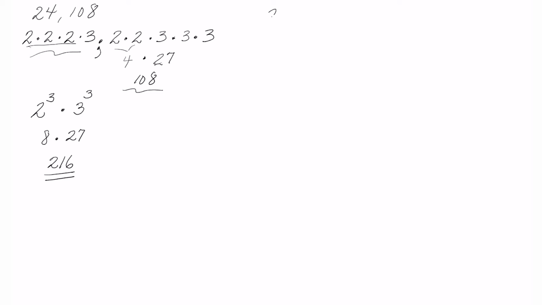Now let's try 25 and 625. 25 is 5 times 5, and 625 is 5 times 5 times 5 times 5. So our least common multiple is going to be 5 to the fourth, which is 625.